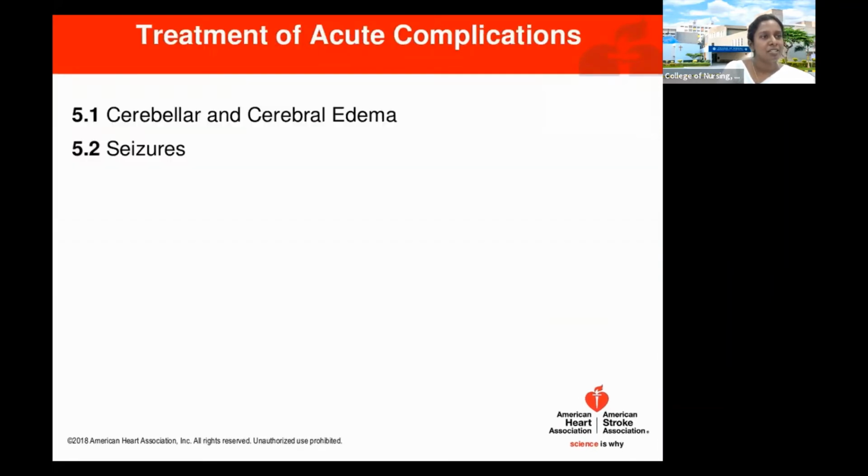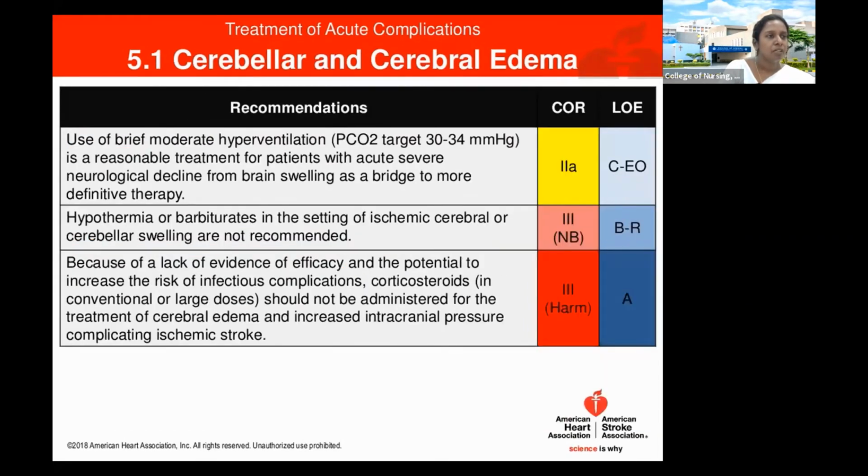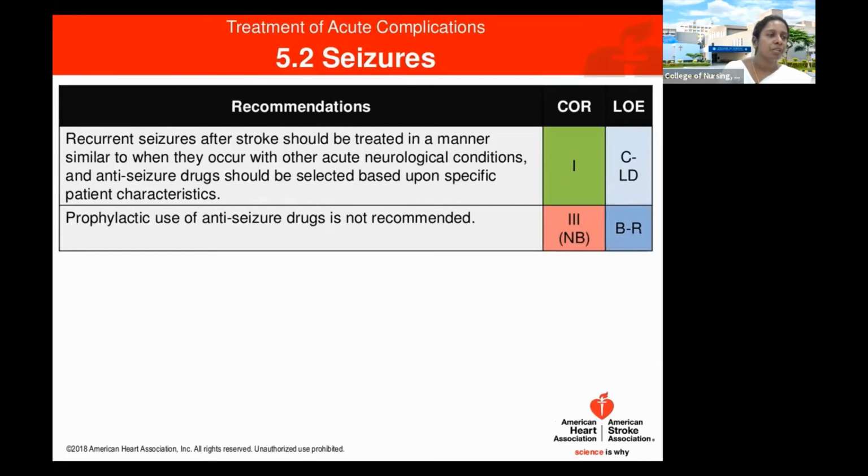The last thing I want to tell is treatment of the acute complications. We talked about decompressive craniectomy. Ventriculostomy and decompressive craniectomy are the level 1 evidence that is given for cerebral edema. So that is the final option that we have for patients with stroke when they have cerebral edema. If patients have seizures post-stroke, then they have to be treated like any regular seizure patient with anti-seizure medications. But prophylactically, we don't have to start any patient on anti-seizure drugs when they have a stroke. Prophylactic anti-seizure drugs are not recommended in patients.